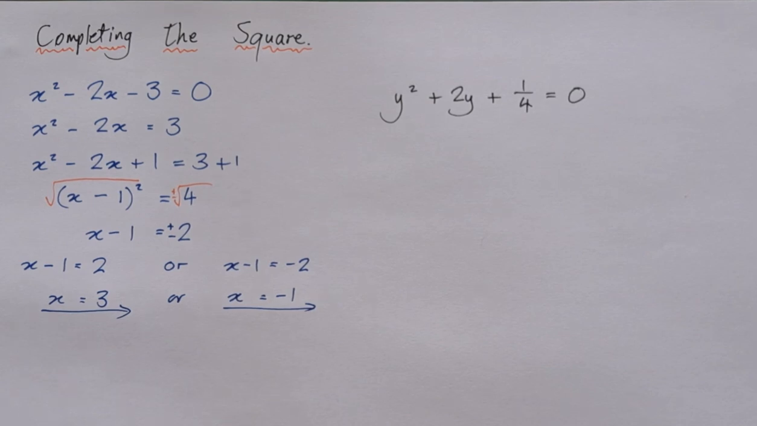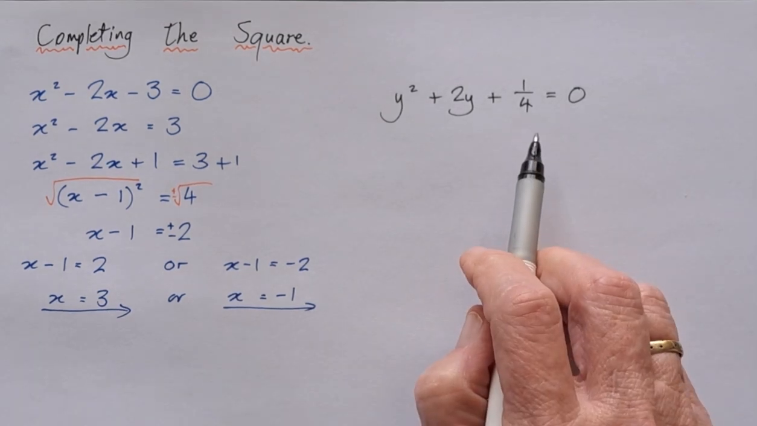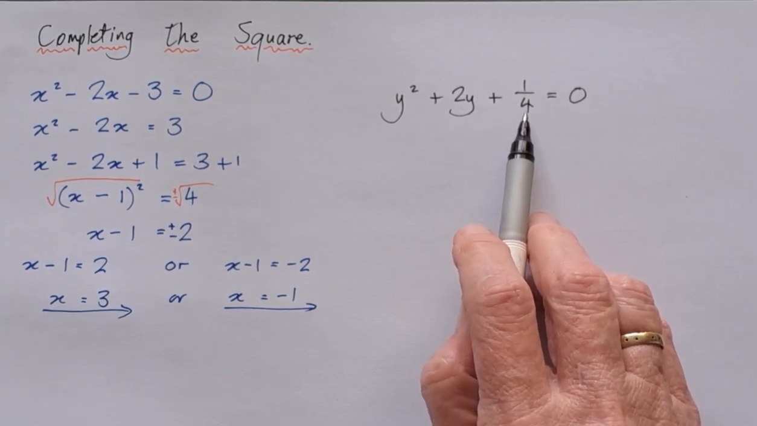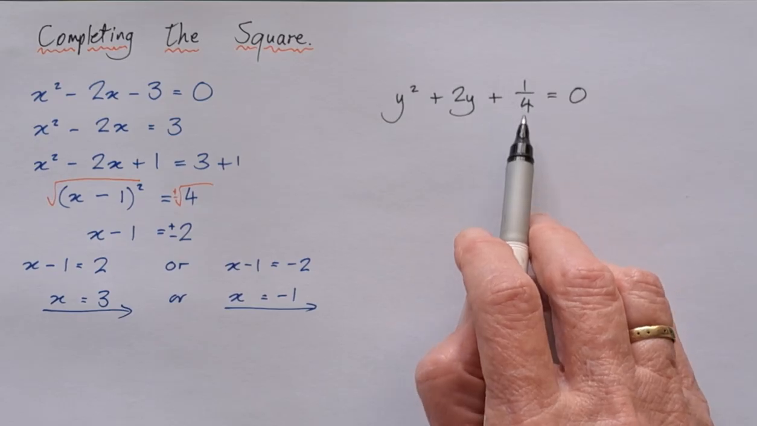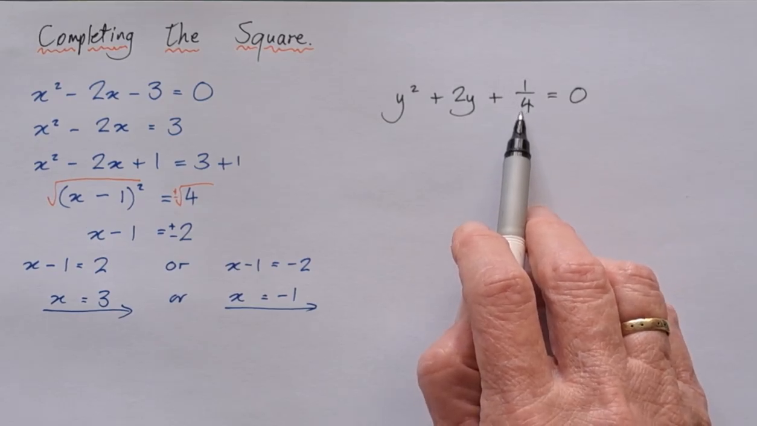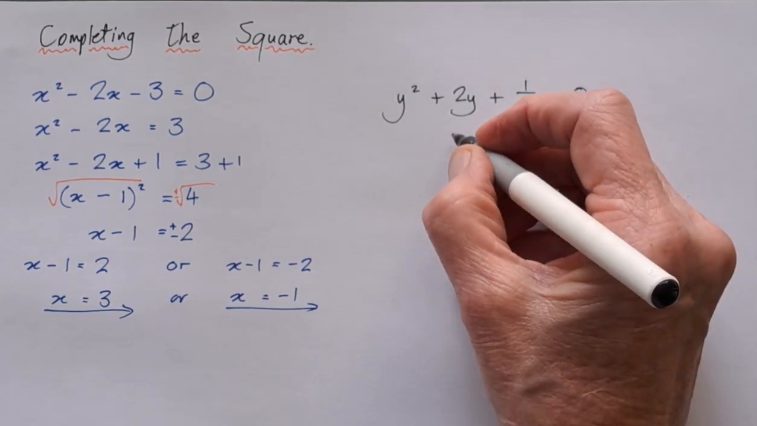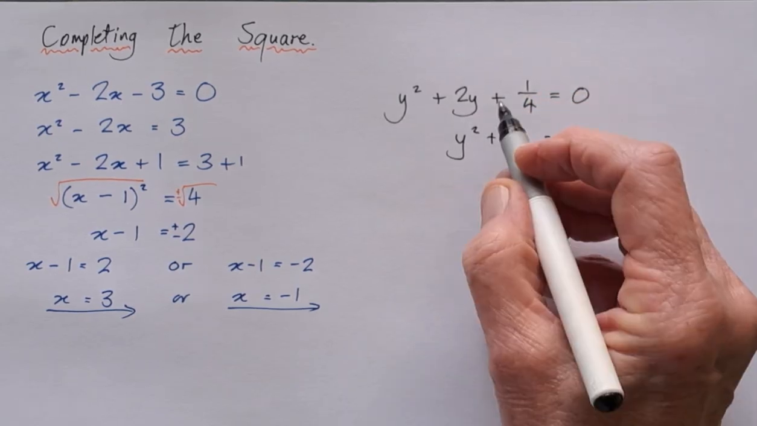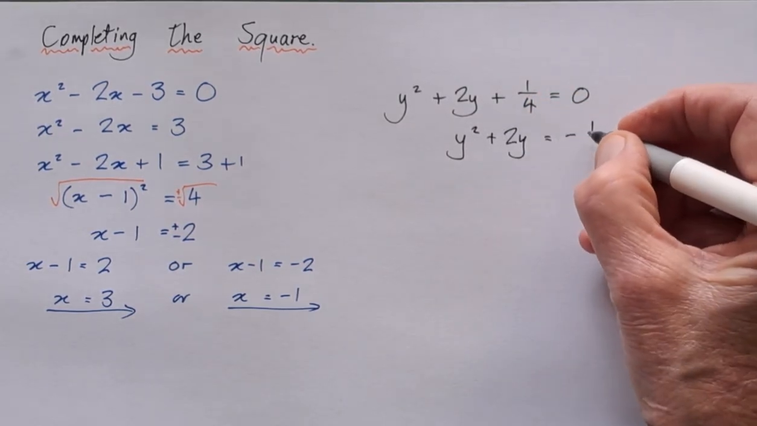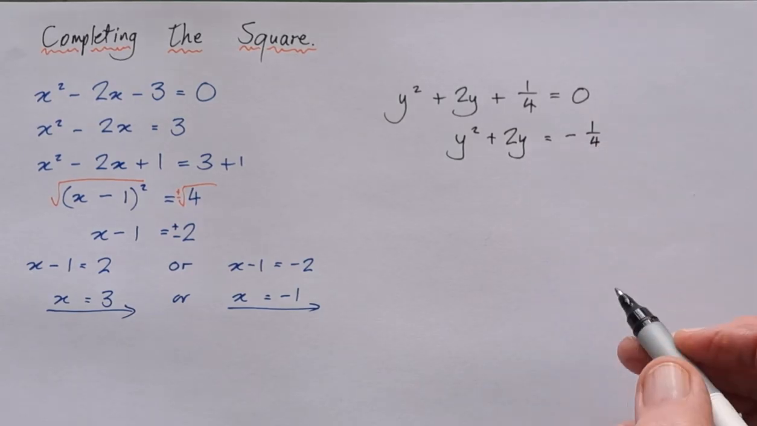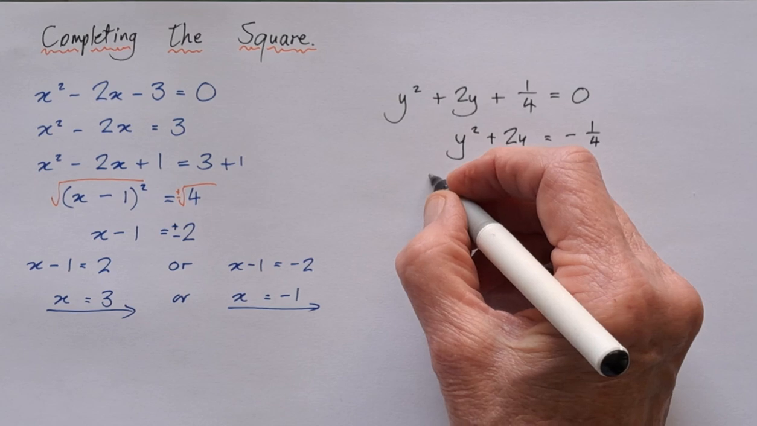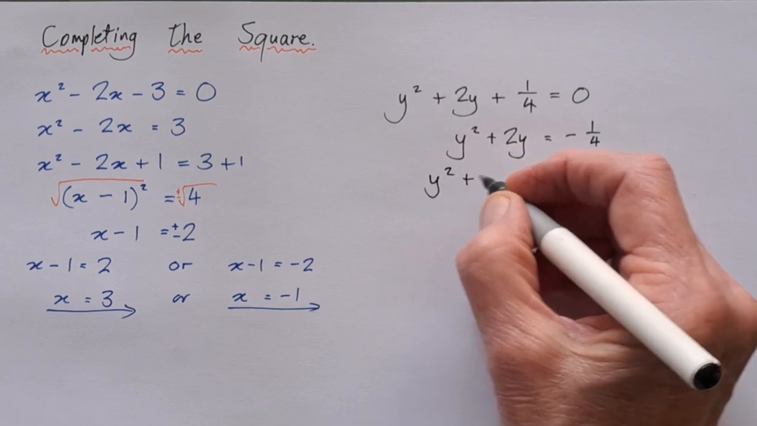Right, let's have a look at another example where we've got something a little bit different this time in terms of a fraction as our constant. But again, whether we've got a fraction or a whole number, whatever we've got as our constant number, we need to take it to the other side to start. So I've got y squared plus 2y is equal to negative a quarter. And then I've got to complete the square on the left-hand side. So always write down what you've got to start with.